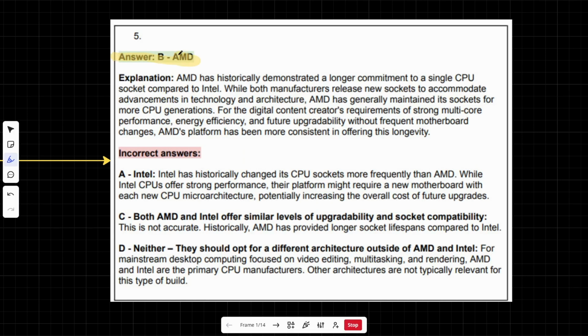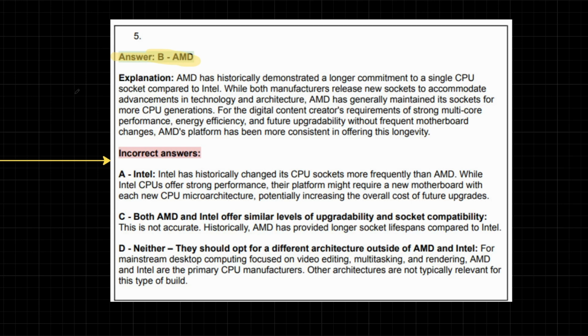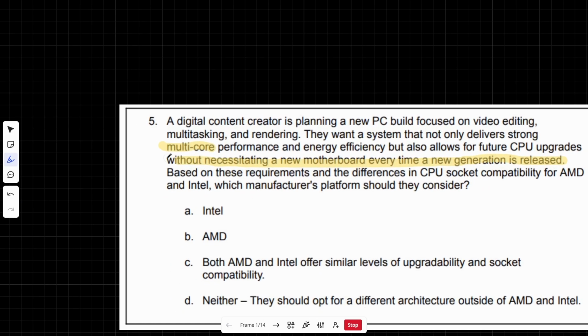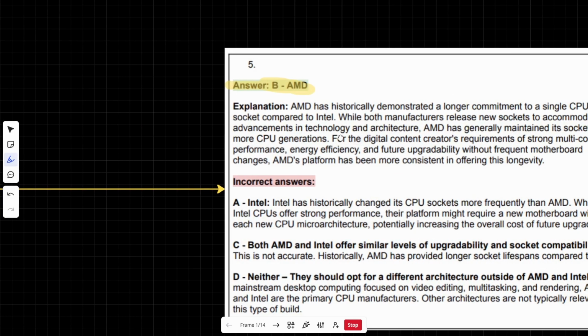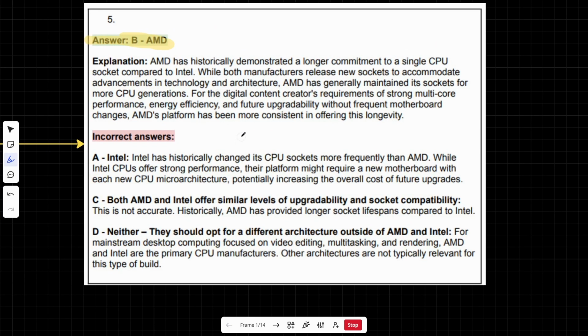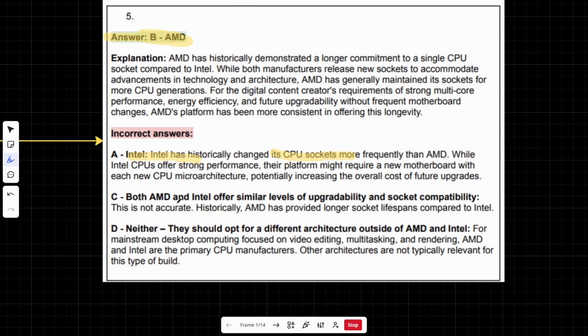B, AMD, guys. So they said they didn't want to have to upgrade consistently. AMD is known for their long life compatibility. And it also talked about multi-core performance, which is another thing AMD is known for. So those were the giveaways. Whereas Intel generally changes its CPU sockets more frequently and is less upgradable. So we need to know the differences between those two.